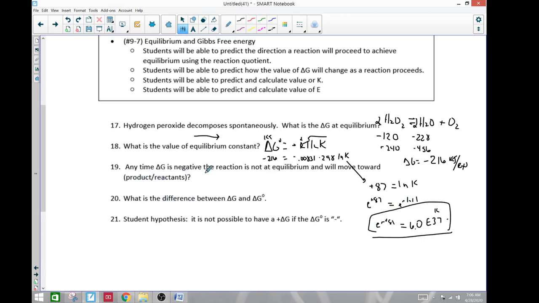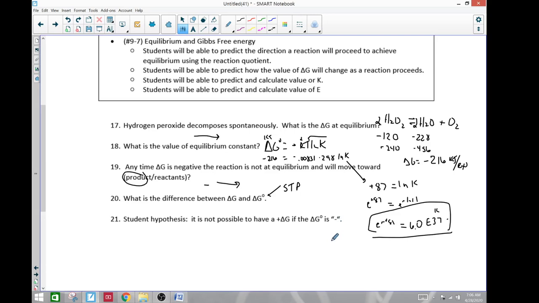Anytime delta G is negative, the reaction is not at equilibrium, and it will move towards the products. Anytime we're negative, we're moving this way. What's the difference between delta G and delta G prime? This one is at STP. A student asks whether it is not possible to have a positive delta G if the delta G prime is negative.